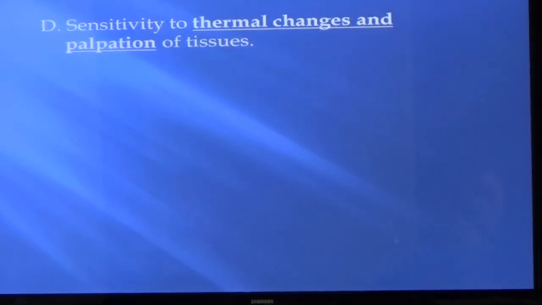Sensitivity to thermal changes and palpation of tissues. So if you drink something cold or you touch a tooth and it hurts, something is sensitive, it's going to cause you to stay away from that tooth. You're not going to brush it, you're not going to clean it. Again, you're going to end up with gum disease.